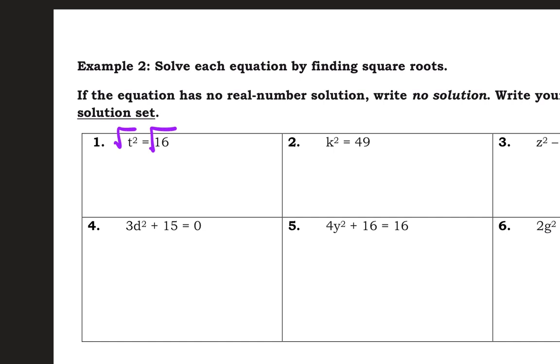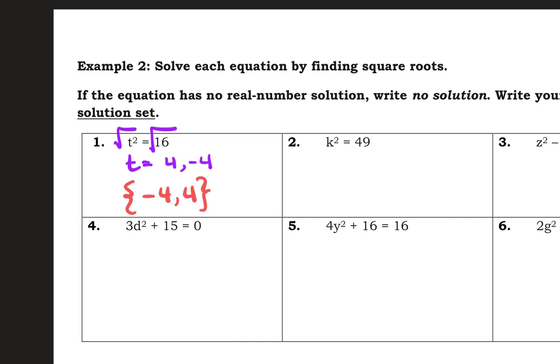Four. But mind you, what did I say? There were going to be how many answers here? 2. So t is not just equal to 4, it's also equal to -4. Now you're going to write these as a solution set. When you do your solution set, you just write the numbers, but you have to write them from smallest to largest. So just -4, 4. All right, let's try the next one.